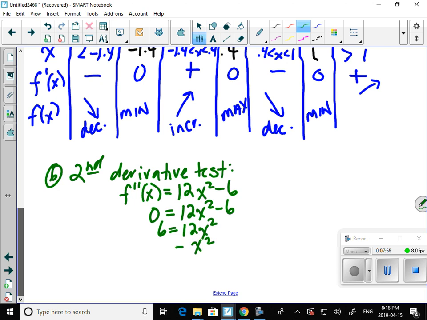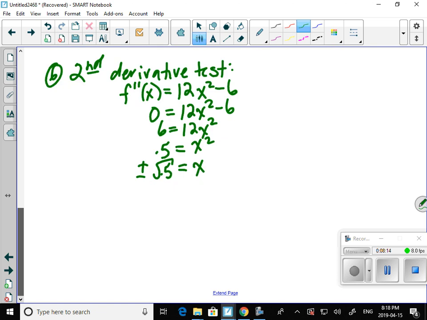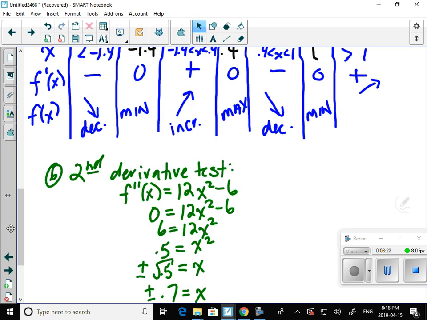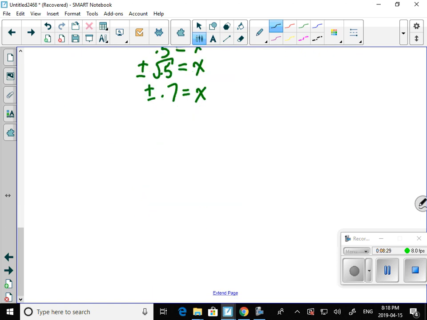Whenever x squared is 0.5. I am imposing a square root, so I have to consider the positive and negative square root of 0.5, which is about 0.7. All right, for my second derivatives, I want to look at 0.7. Oh, sorry, negative 0.7, 0.7, and the values in between. So to the left of negative 0.7, between negative 0.7 and 0.7, to the right of 0.7.